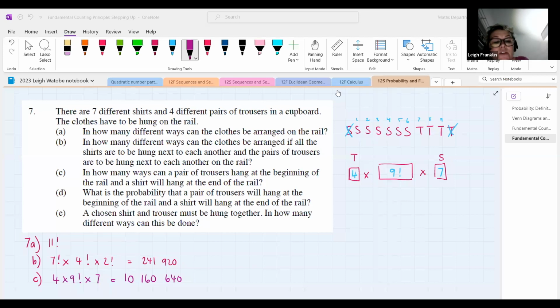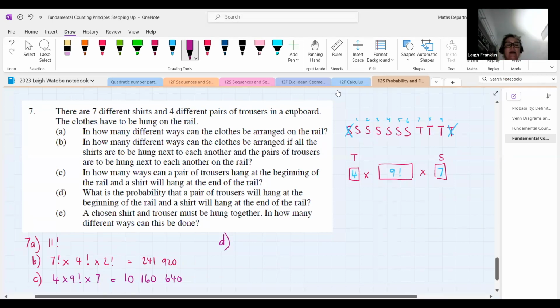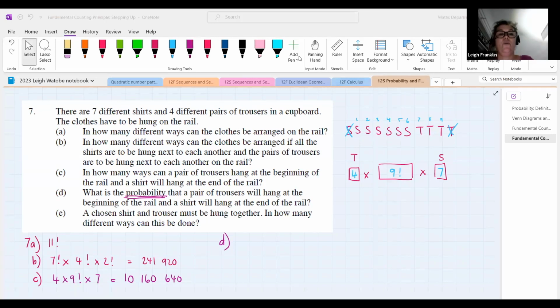All right, let's finish these questions off. Let's have a look at question D. Now look, careful guys. What is the probability that a pair of trousers will hang at the beginning of the rail and a shirt will hang at the end of the rail? What do you think? What would we do? Oh, wow. But it says probability, okay, Oratile? So because it says probability, what do we need to do differently here?